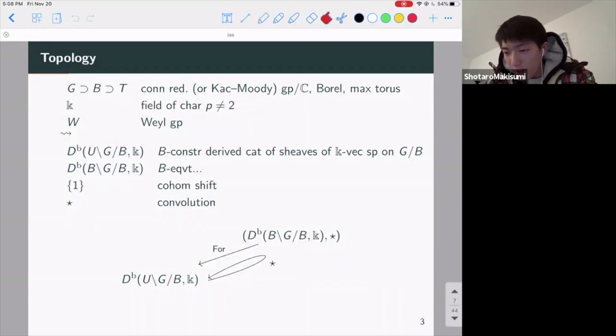So this notation just means I'm looking at the B equivariant derived category of sheaves on G mod B. And here U is the unipotent radical, and U equivariant on G mod B is actually equivalent to B constructible on G mod B. So the procedure that goes from B equivariant to U equivariant or B constructible is just to forget the B equivariance. So there's a functor this way. And also, as I said, this category acts on this one by convolution on the right.